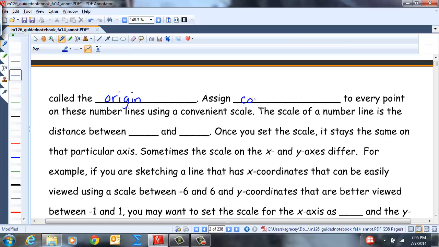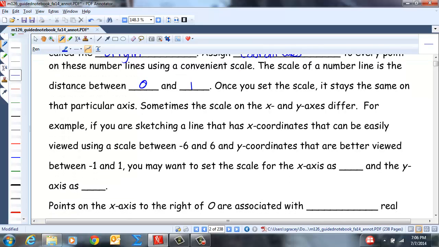Assign coordinates to every point on these number lines using a convenient scale. The scale of a number line is the distance between 0 and 1. Once you set the scale, this is important, it stays the same on that particular axis. So you could have different scales on the x and the y-axis, but within the x-axis and within the y-axis you want it to be the same.